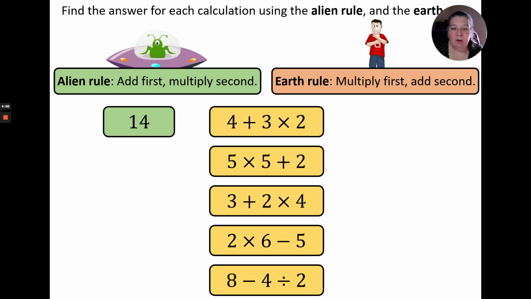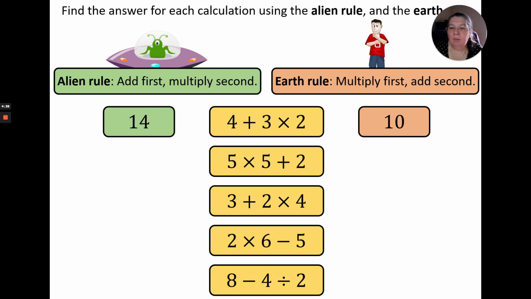Now, the Earth rule says multiply first and add second. So we've got to do 3 times 2 and then add on the 4. So 3 times 2, can you work that out? 3 times 2 is 6. Add 4 is 10. We've got very different answers there. That could cause major problems, couldn't it? Let's try the others and see. I wonder if any time we do get the same answer.